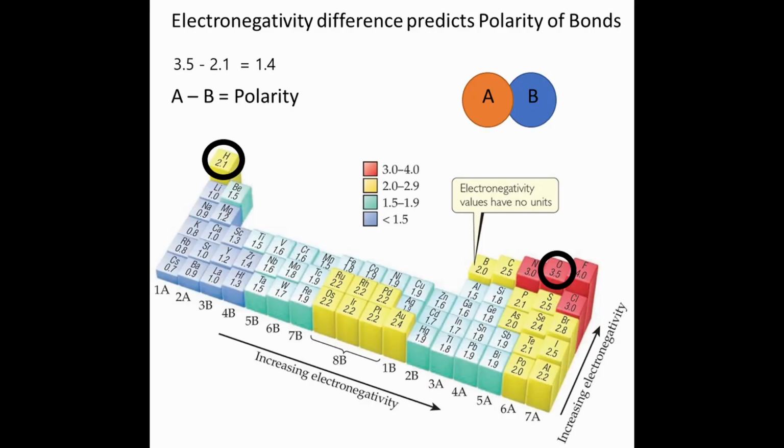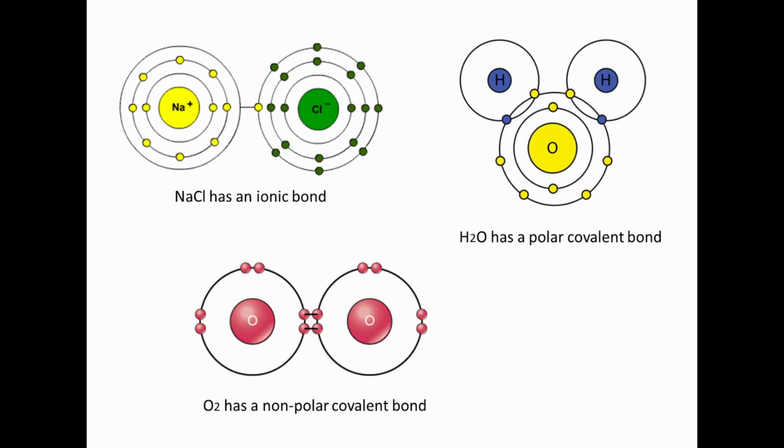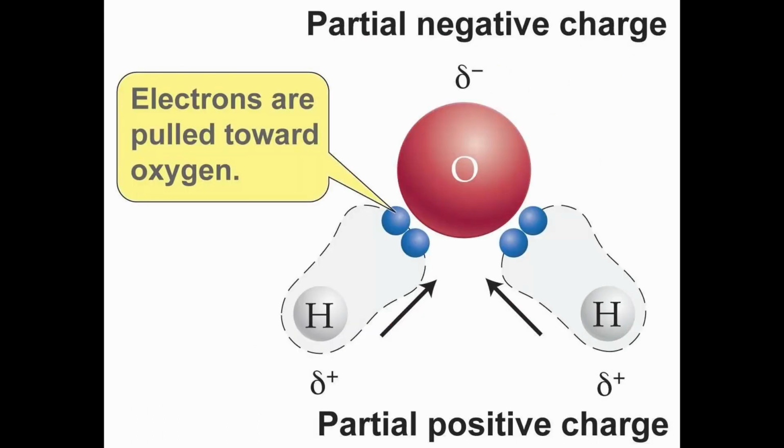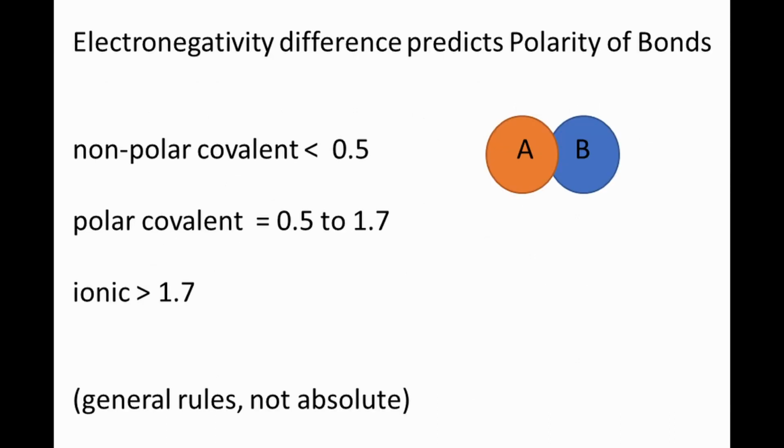Oxygen has an electronegativity of 3.5. Hydrogen has an electronegativity of 2.1. 3.5 minus 2.1 equals 1.4. As 1.4 is less than 1.7 but greater than 0.5, the prediction is that H2O will be a polar covalent bond. In fact, as 1.4 is so much greater than 0.5, we can predict that H2O will be strongly polar, and it is. As the electronegativity difference between two oxygen atoms is 0, the bond is nonpolar, and the valence electrons are equally shared between the two oxygen atoms in the bond.